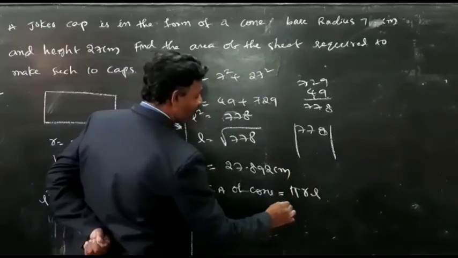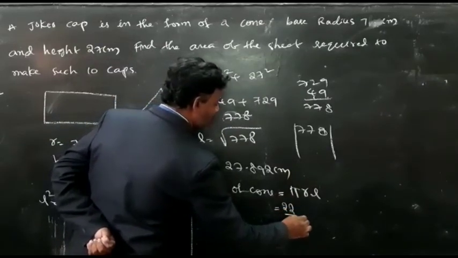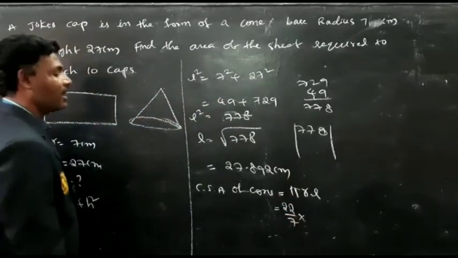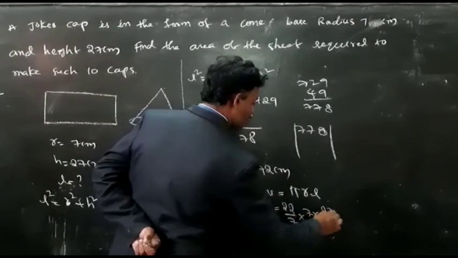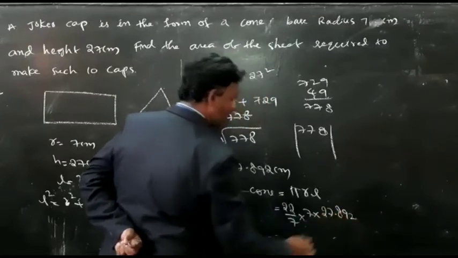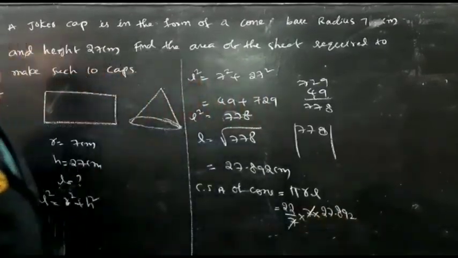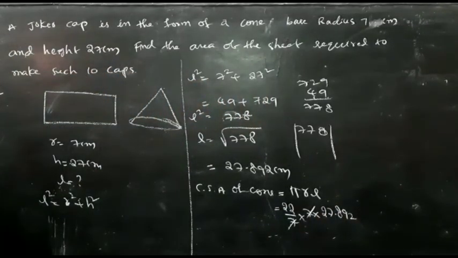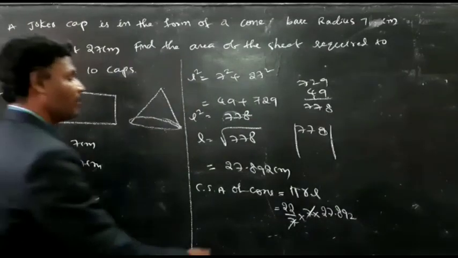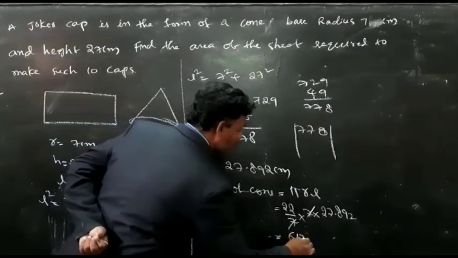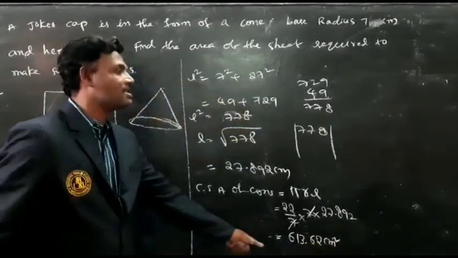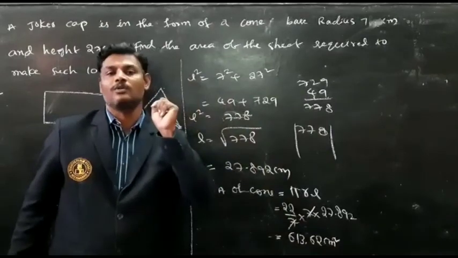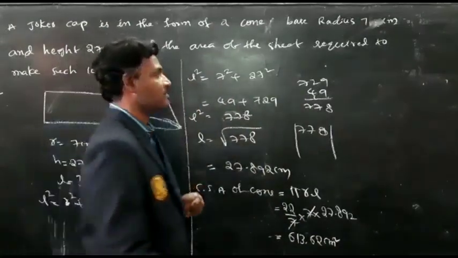What is the value of pi? 22 by 7 into, what is the value of the radius? 7, into 27.892. 7 gets cancelled. So by multiplying this we get 613.62 centimeters square. Now this is the curved surface area of a single cone, but I need 10 cones.